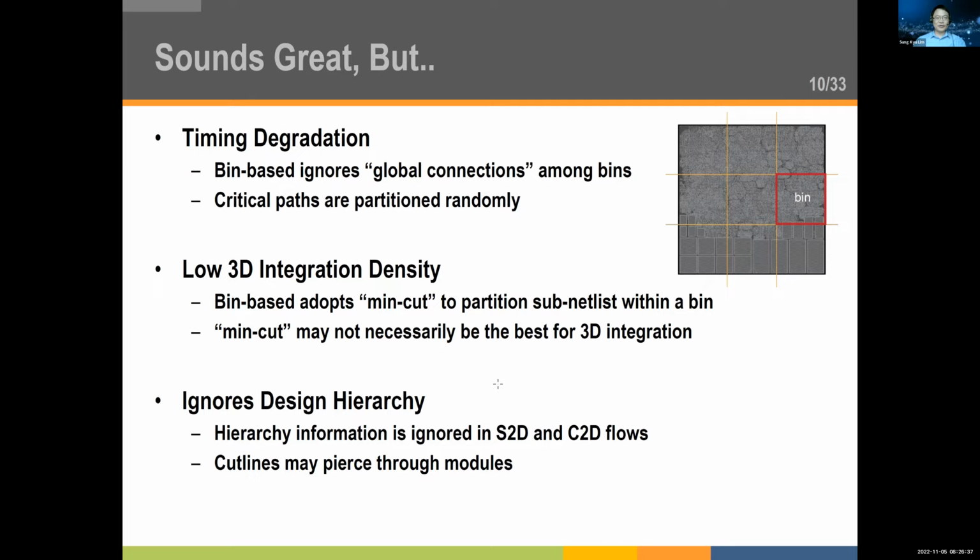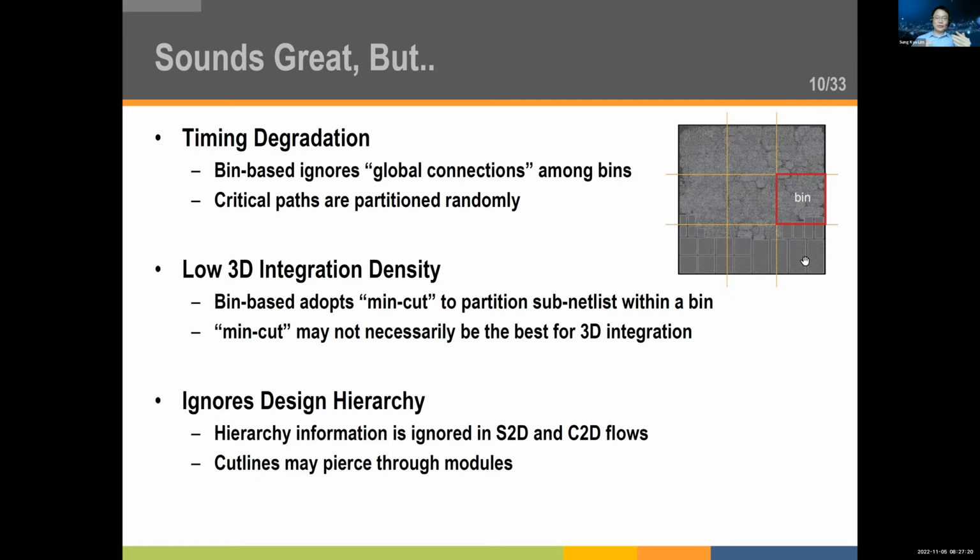the timing degradation. If you are in a certain bin and you focus on that bin, you may be able to address cut size and maybe some timing-weighted cut size. But you don't have the entire design in front of you. So if you look at a certain bin, you try to optimize your timing-weighted cut size. But then if you go to another bin, you forget everything that you did with the other bin previously. So it's possible that the entire timing critical path may snake all over the place across all these bins. So timing turned out to be pretty bad.